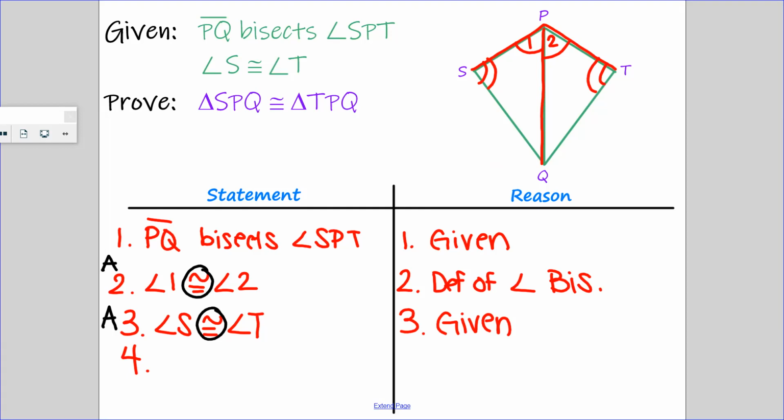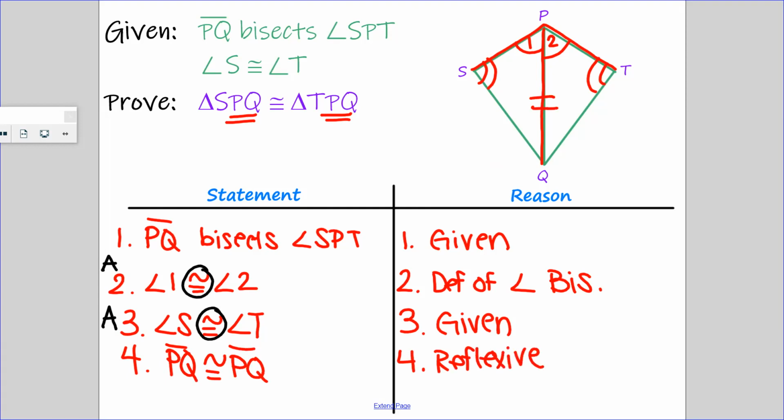What can I mark in the picture? Reflexive. They share that middle line again. So if I call it PQ, what order does it have to be in on the second one? PQ. Use this to help you out. And that's going to be our reflexive property. And now I have 3 congruent signs.